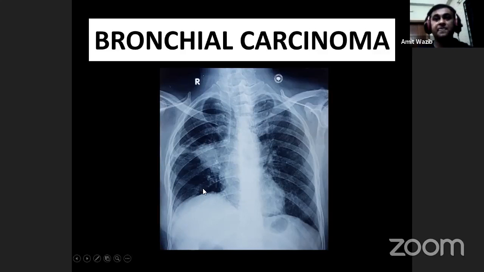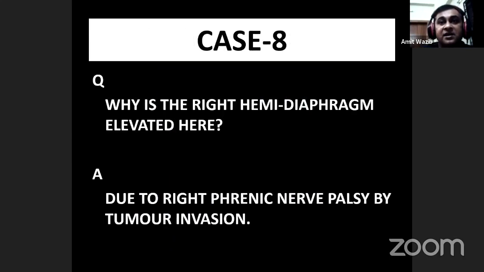Normally, when the diaphragm contracts, it goes down, and when it is relaxed, it goes up. So here it is always relaxed, so it is high up. So the explanation is that this elevated right hemidiaphragm is phrenic nerve palsy due to tumor invasion.